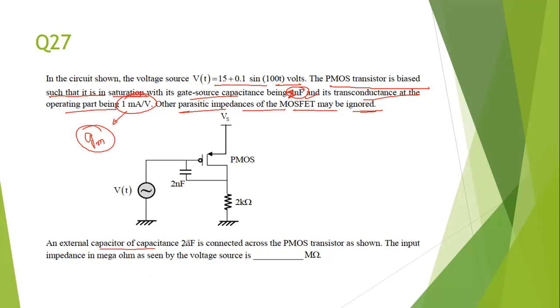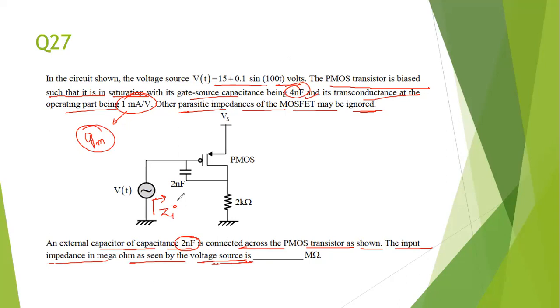An external capacitor of capacitance 2 nanofarad is connected across the PMOS transistor. Sorry, the internal capacitance you are given is 4 nanofarad. This is your internal capacitance actually, 4 nanofarad. The 2 nanofarad is connected across the PMOS transistor as shown in the figure. The input impedance in megaohm seen by the voltage source. So what is the input impedance? You have to find just Zi. Okay. So how can you find the Zi?